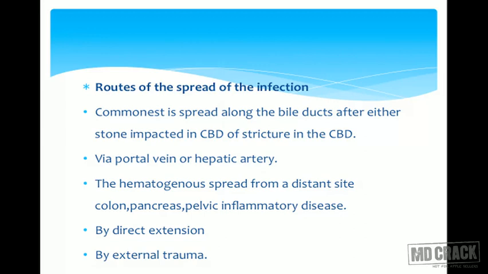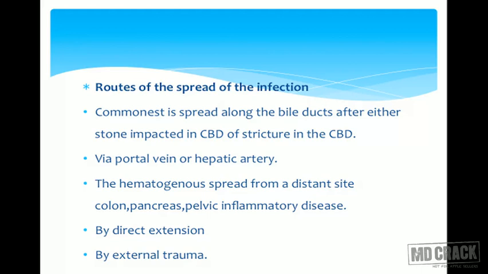In colon, especially seen after diverticulitis or appendicitis, or after pancreatic inflammation such as after pancreatitis, the organisms can spread to the liver. Liver spread can occur by direct extension from adjoining organs such as seen after cholecystitis, if gallbladder ruptures and forms empyema. If empyema is formed and it ruptures, then it can involve adjacent liver. Or by external trauma such as penetrating trauma, it can spread to the liver.